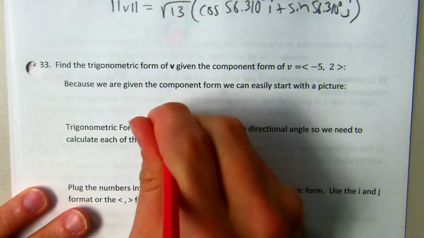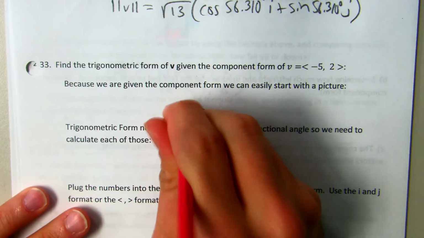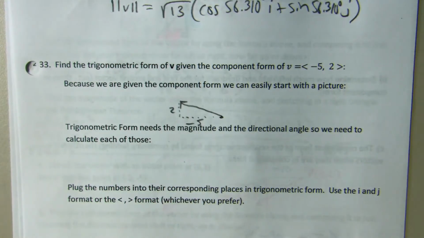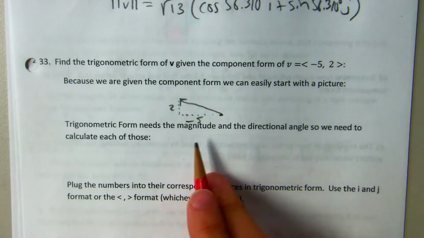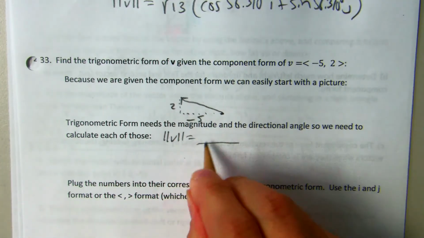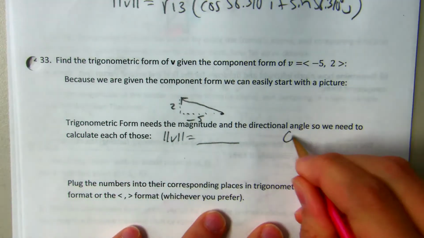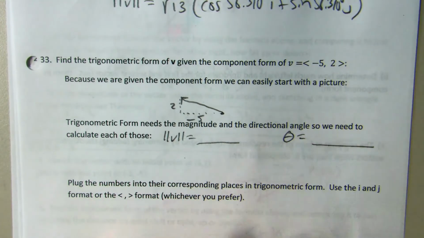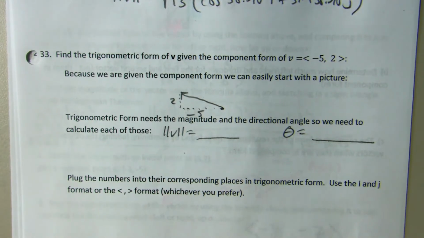It's kind of like a slope. It's telling you how fast it's going up for how much it goes over. Okay, so if your trigonometric form gives magnitude and the directional angle, see what you would do to find the magnitude of that, and see what you would do to find the directional angle. So try this next.